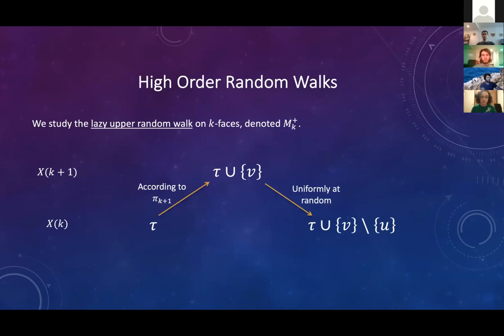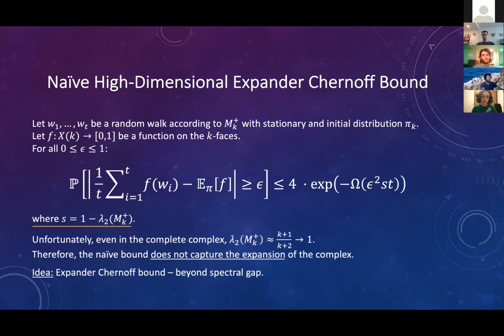Now, basically, we can just apply the existing expander Chernoff bound to this high-order random walk Mk+ to get a high-dimensional expander Chernoff bound. And this is the bound we get, as before, and now s equals 1 minus lambda 2 of Mk+.